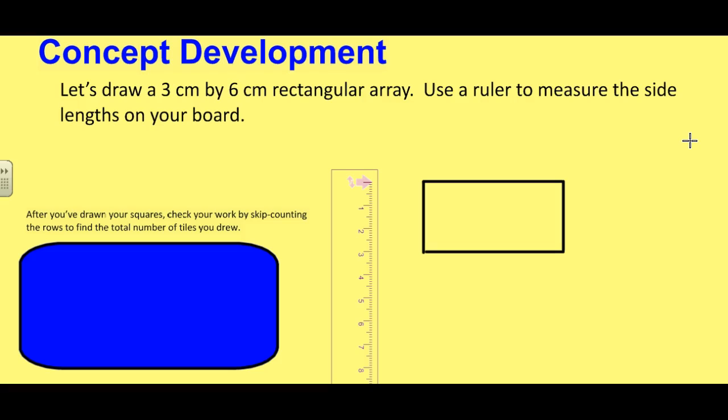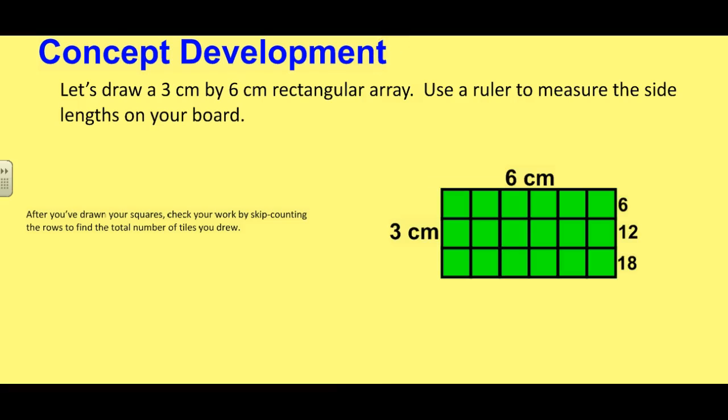We know that the area is 18. So since I drew this side to have 3 centimeters, I know that I'm going to need to have 3 rows. And since the other side is 6 centimeters, I know that I'm going to need to have 6 in each row. So I want you to complete your drawing of your rectangle so it is filled with squares that are centimeters. And then I want you to skip count each row to make sure that we have 18 as our area. So finish drawing that on your board and push play when you're ready to check it.